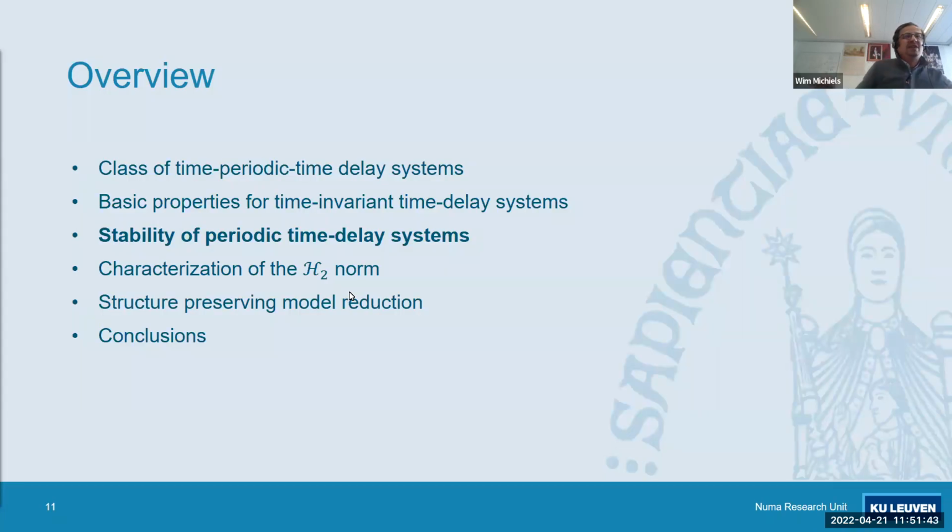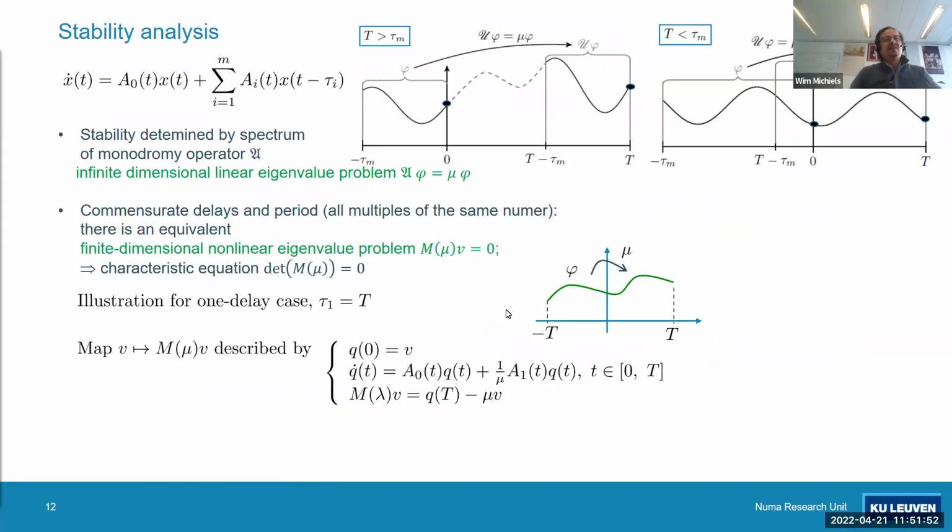All right, so let's now move a bit to the new stuff, to time periodic systems. Let's first look a bit at stability analysis. Again, stability is determined by the spectrum of an infinite dimensional operator, the monodromy operator. In the previous setting for time invariant systems, the operator calligraphic A was the infinitesimal generator of the solution operator. But that operator now becomes time dependent.